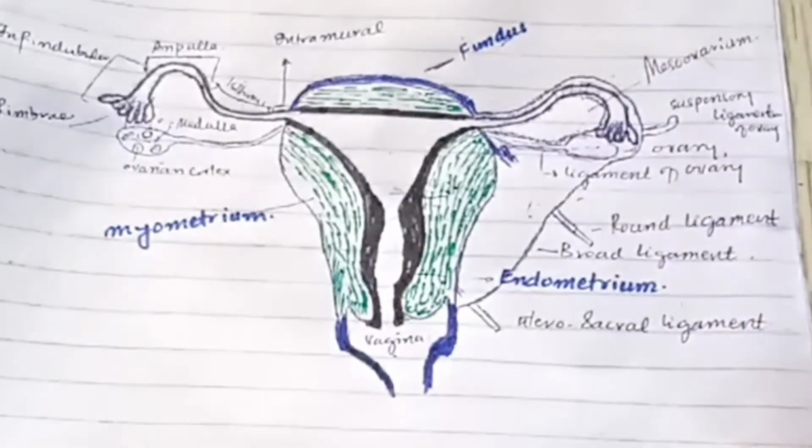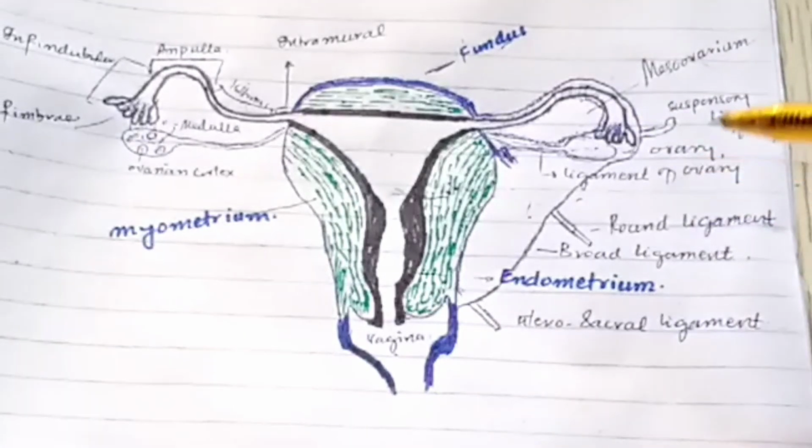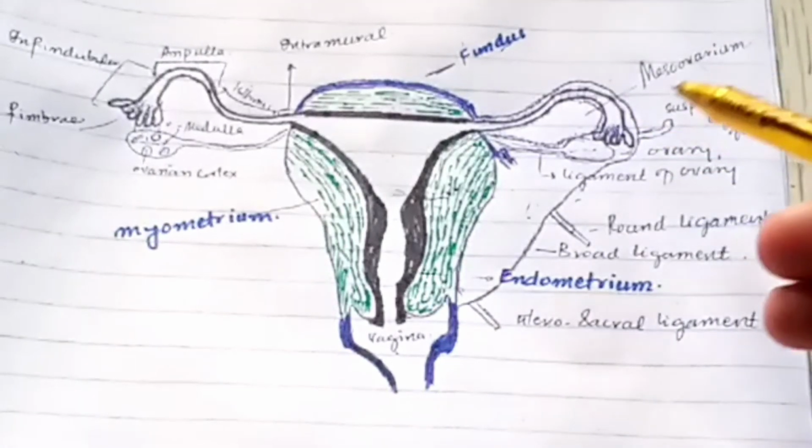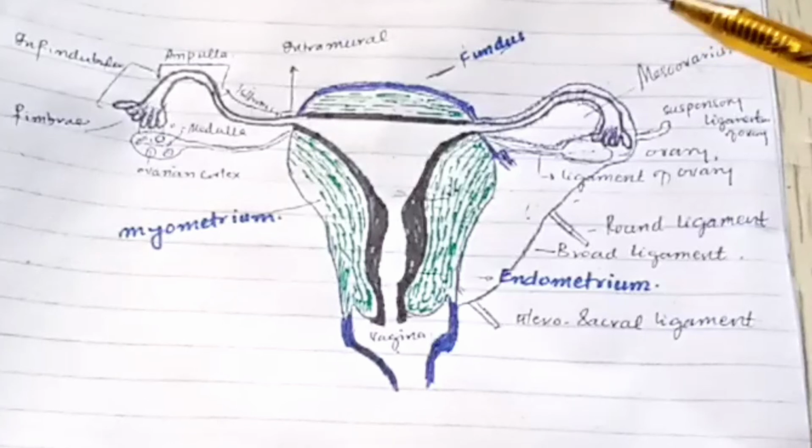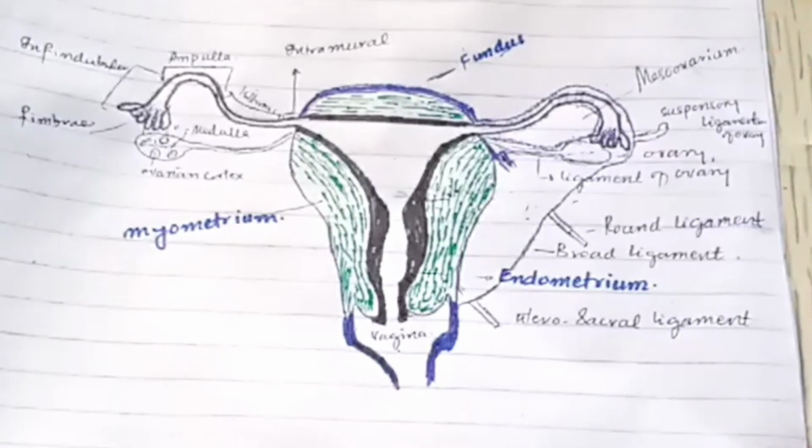So this was all about the anatomy of the uterus. In the next video, I will discuss the pathology of the uterus, like the tumors of the uterus and the inflammatory conditions of the uterus.